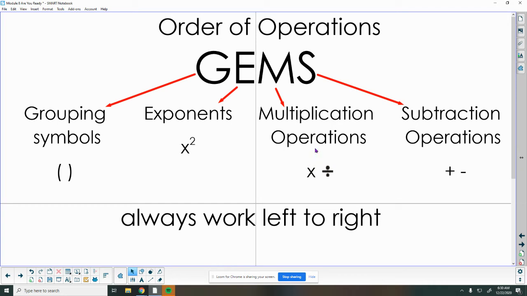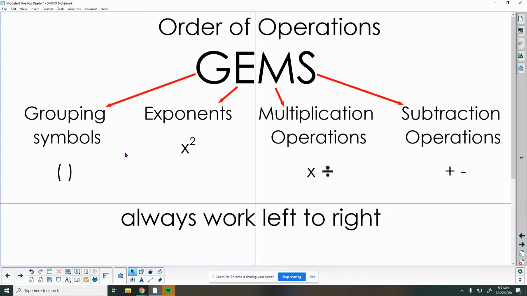So these are equals. And then we have our subtraction operations, and the opposite of subtract is to add. And so we group those together, but we always work from left to right. So as we are doing some of these problems, we need to remember, what do we want to do first?